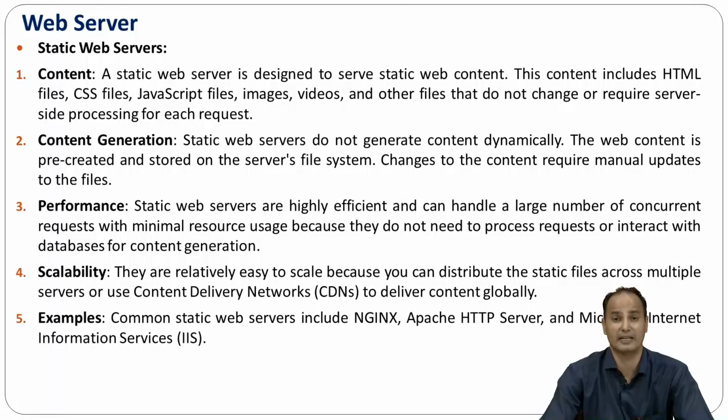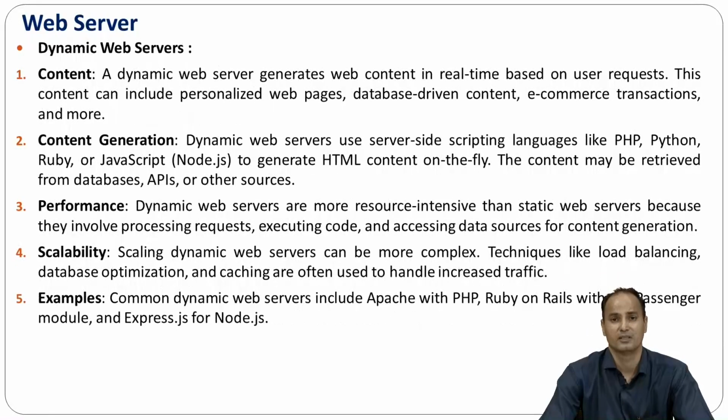If we talk about examples of static web servers, then Nginx, Apache HTTP server and Microsoft Internet Information Service, IIS, are examples of static web servers. About dynamic web servers, we can consider the same criteria as we discussed with the static web server: content generation, performance and scalability. As opposed to the static web server, dynamic web servers have content in the form of dynamically generated pages. Based on the user's request, the web pages will be dynamically constructed using backend programming languages and returned back to the client.